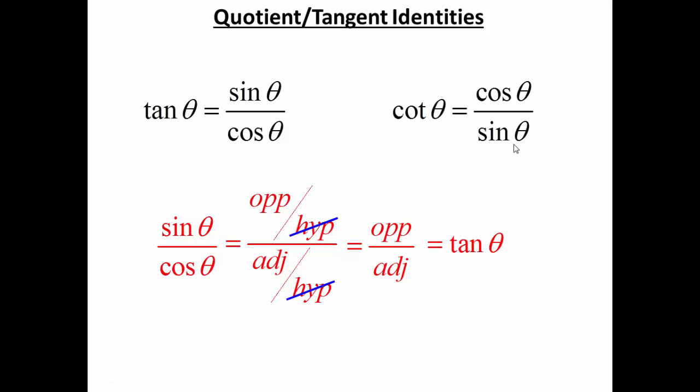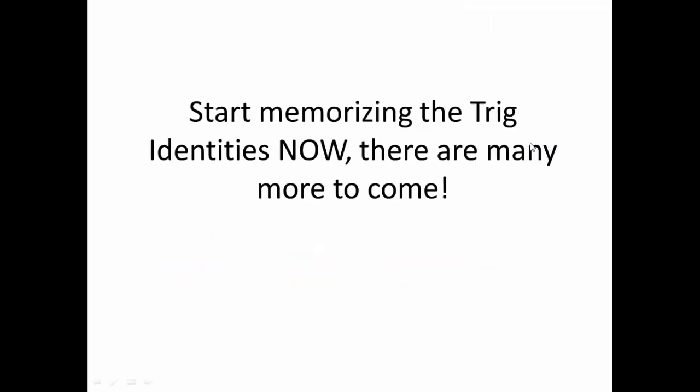So out of the 23 fundamental identities that I'm eventually going to have you memorize, we now have 8 of them done. So start memorizing the trig identities now. There are more to come. We've got a lot to do in this chapter and the next chapter, and you don't want to wait until the day before the test to start memorizing them, because you're going to have no idea what's going on in the next 2 lessons because they're going to be based on those trig identities over and over and over again.